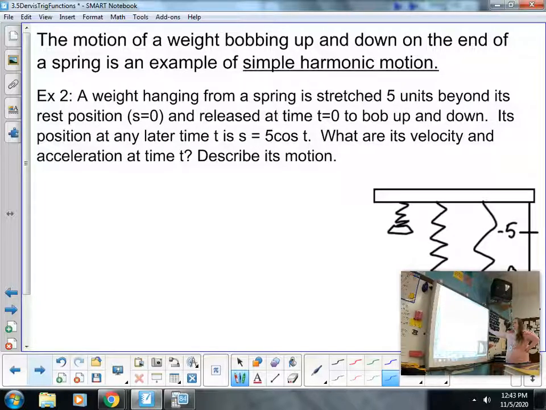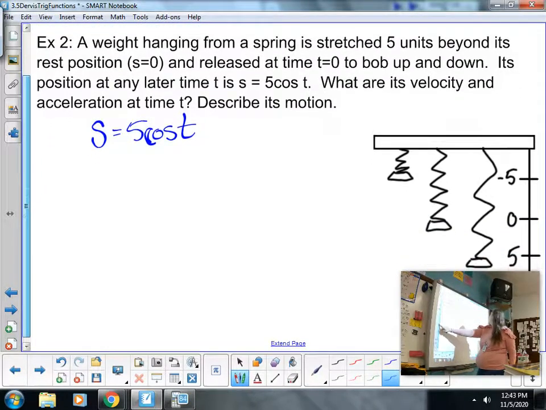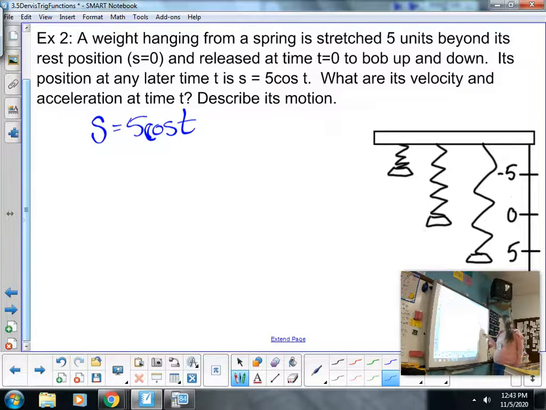Its position at any time t is going to be s equals 5 cosine of t. And I'm actually going to write that down here. So you have the spring, and it's bobbing back and forth, as you can see here in the picture. So this is our resting position here at 0. The picture on the right is it being pulled down to 5 units beyond its resting position, and then it's going to continue to bounce. So it's going to bounce 5 shorter than its rest and 5 greater than its rest. And we want to know the velocity and acceleration.